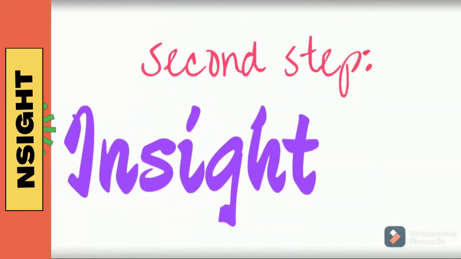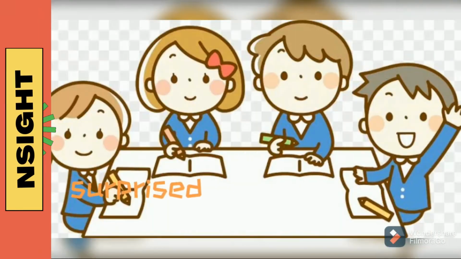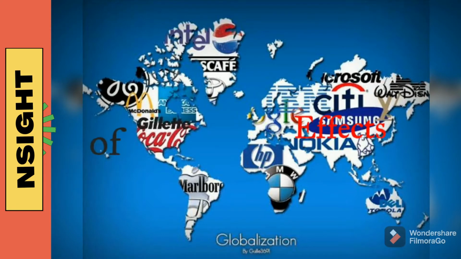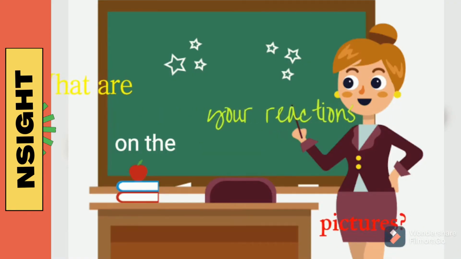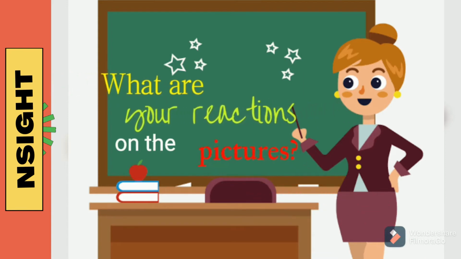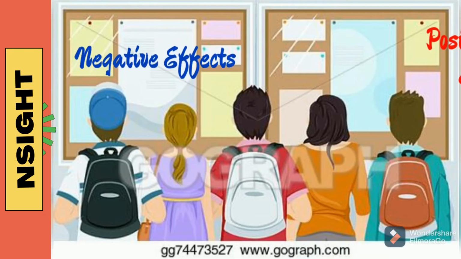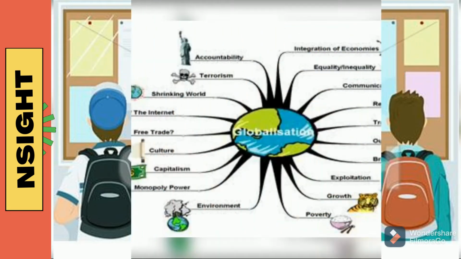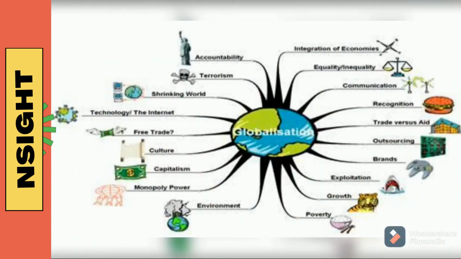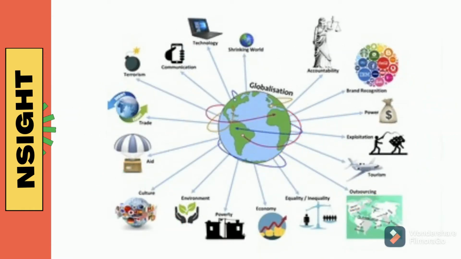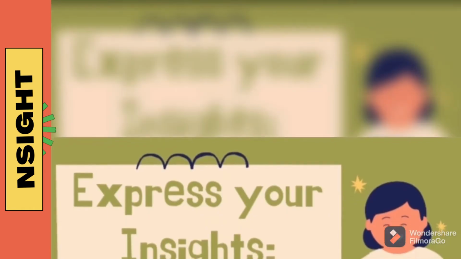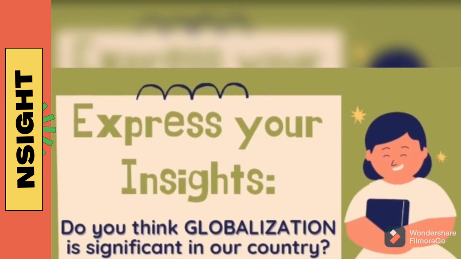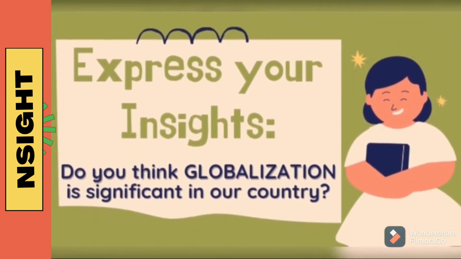The second step is insight. Insight is an element of surprise or shock based on the phenomenon posted in the first step. In particular, the teacher will begin this step by asking the students about what are their reactions to the picture shown earlier. Then, it will be followed by telling the students to take a closer look between the positive and negative effects of globalization. After, let the students express their insights to support their stand in this question. Do you think globalization is significant in our country?